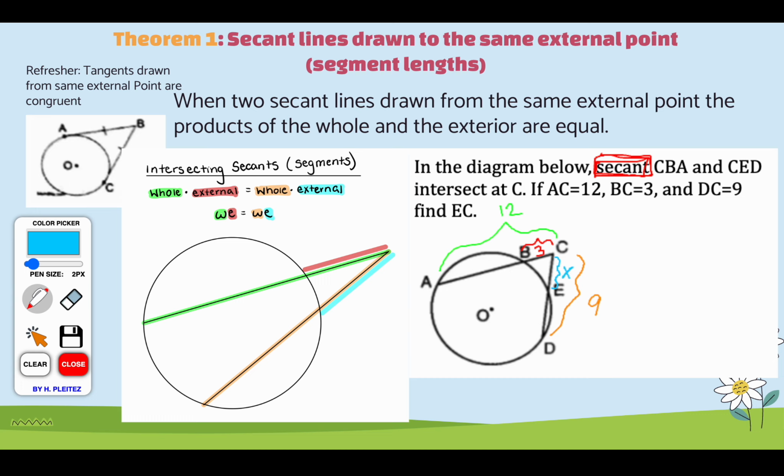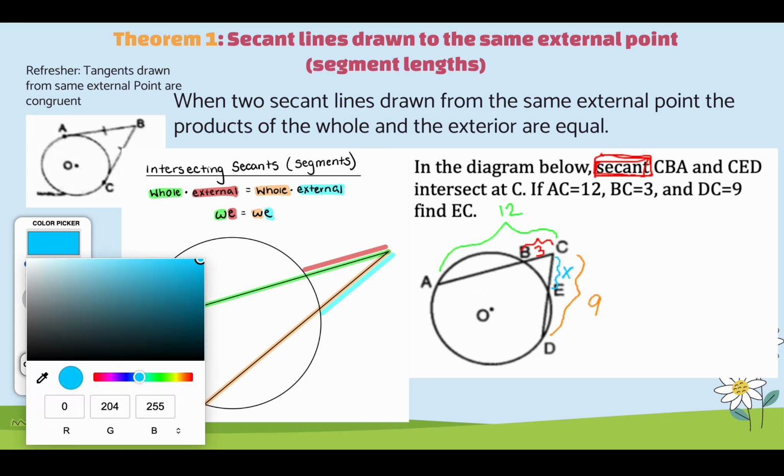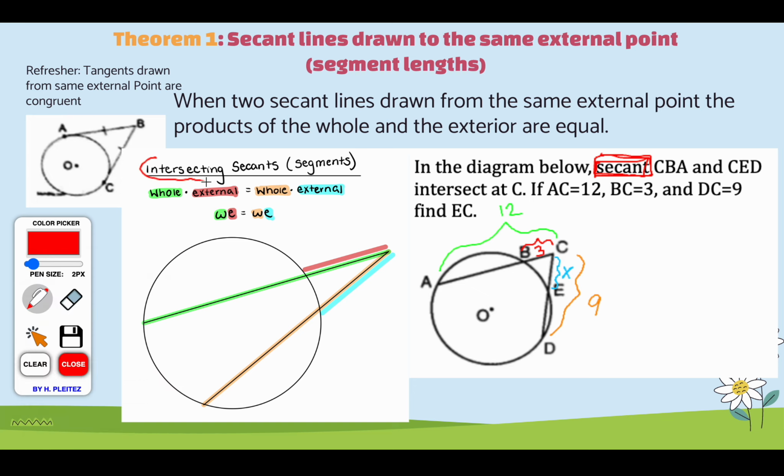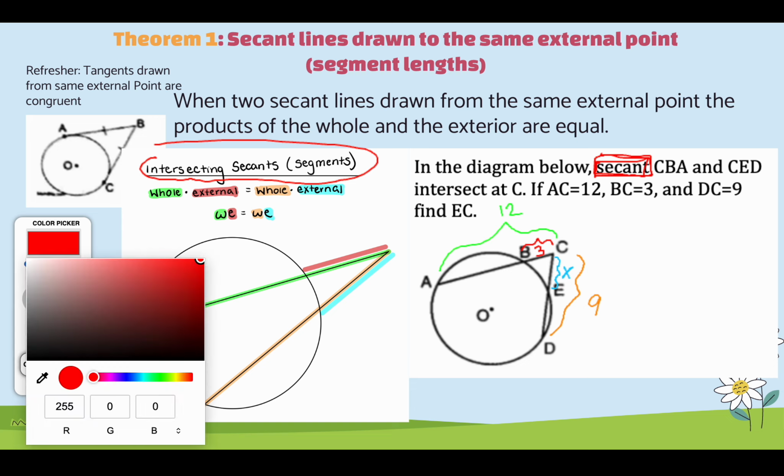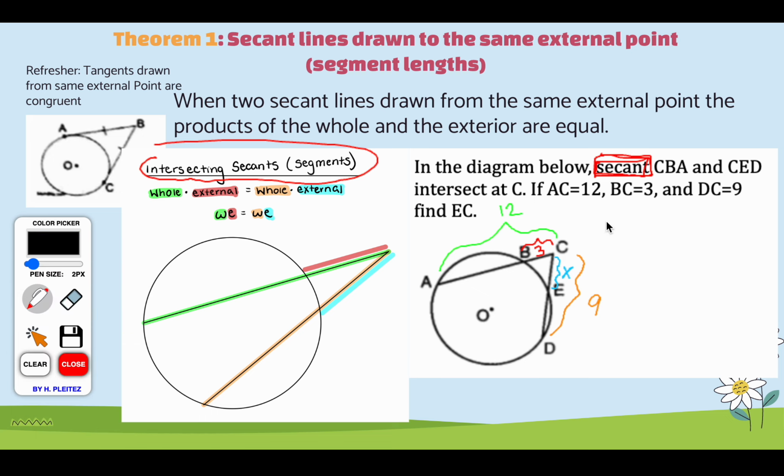So whatever we're looking for, we're going to put X there. And again, I have two secants that are intersecting, and I'm looking for a segment value. So that's a dead giveaway that we can go ahead and actually apply this theorem. Now, what this theorem says, you got to remember the equation. When you have two intersecting secant lines, you just write WE, WE equals WE. Now, what that means is whole times external equals whole times external.